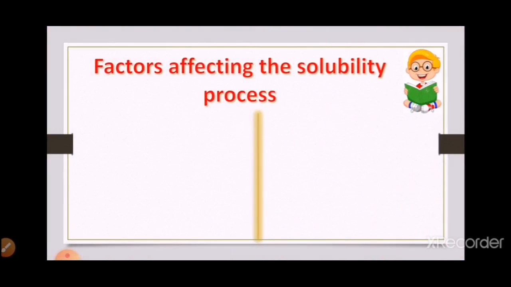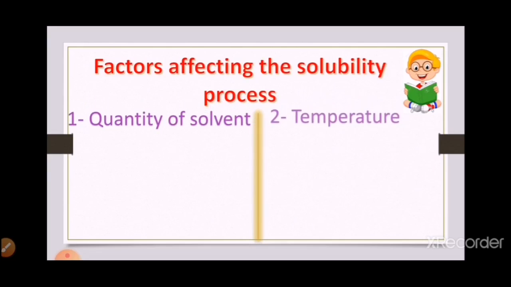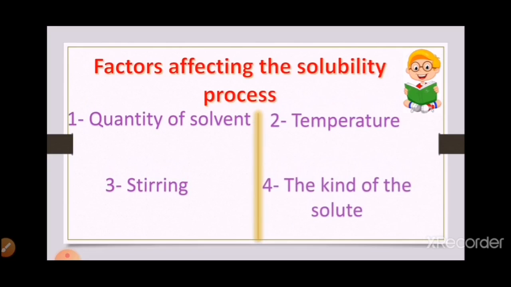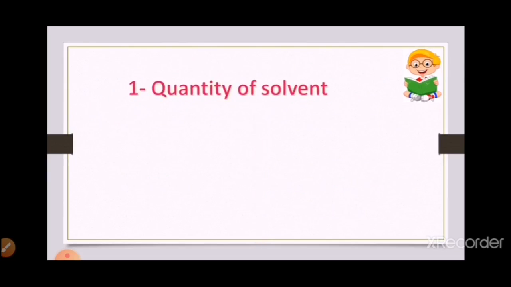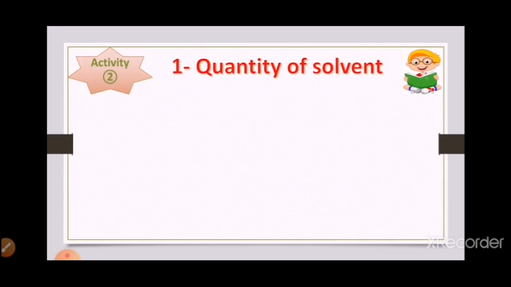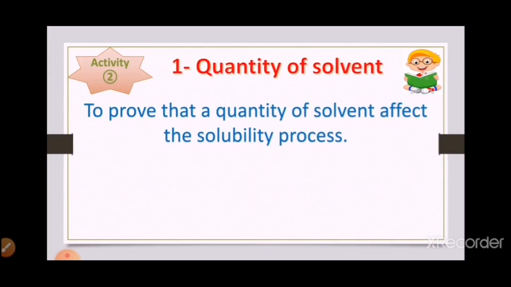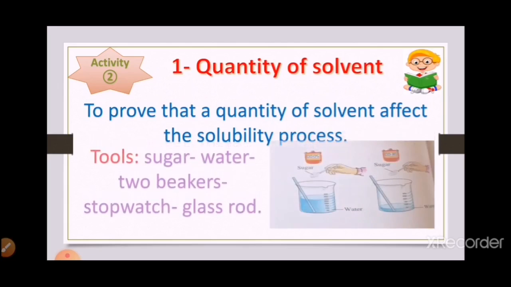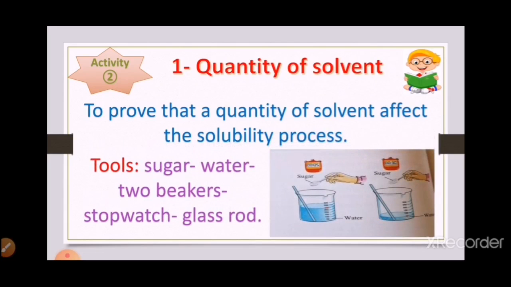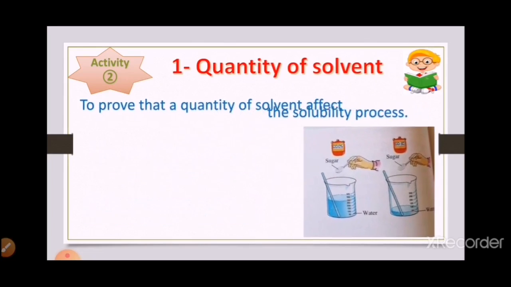What are the factors affecting the solubility process? Number 1, quantity of solvent. Number 2, temperature. Number 3, stirring. Number 4, the kind of solute. Let's do this activity to prove that quantity of solvent affects the solubility process.